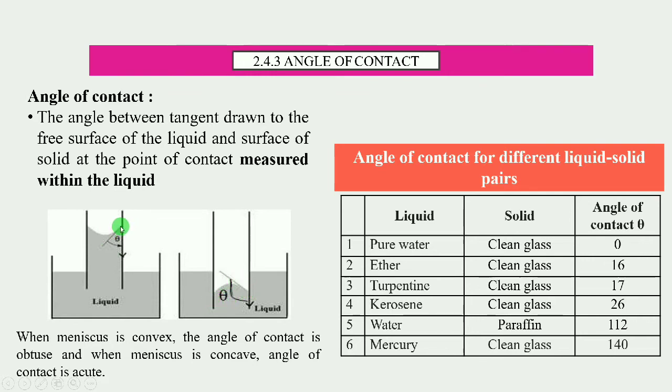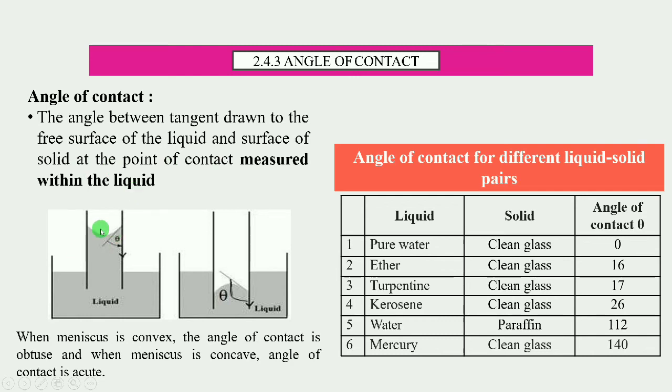If you draw a tangent on the meniscus, that is on the free surface of liquid at the point of contact of solid and liquid, then the angle between the tangent drawn on the free surface of liquid and the surface of solid at the point of contact, within the liquid, is known as the angle of contact. So the definition is the angle between the tangent drawn on the free surface of liquid and the surface of solid at the point of contact, measured within the liquid.